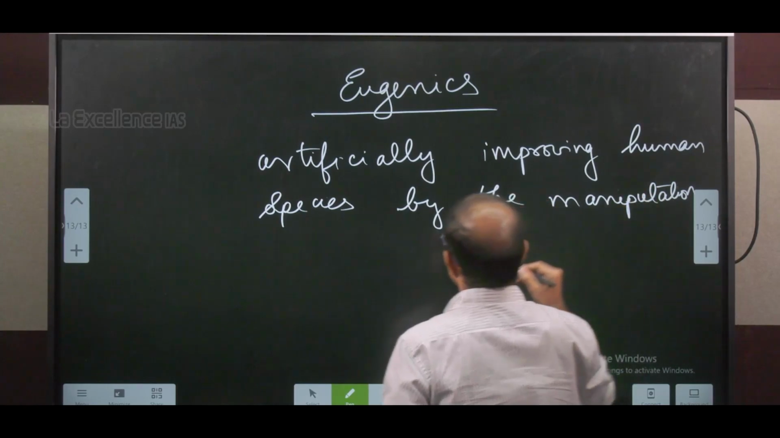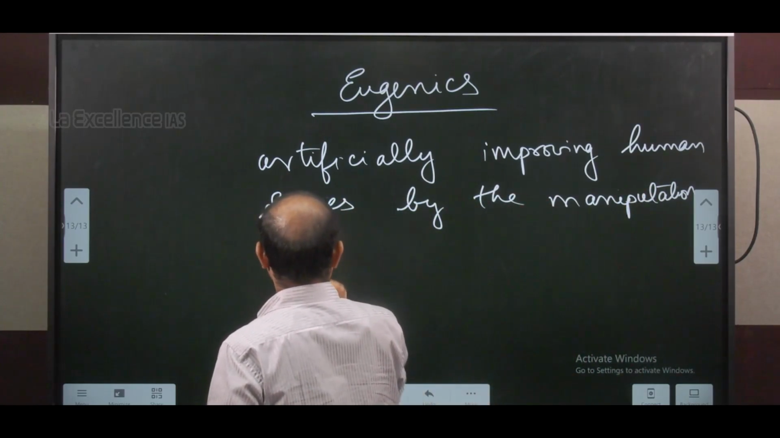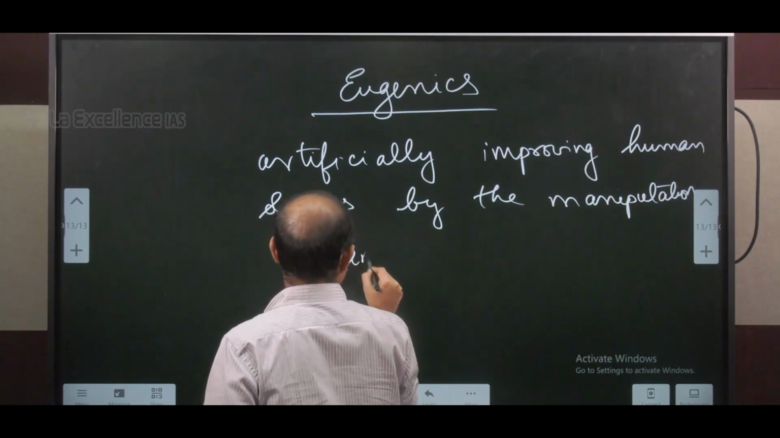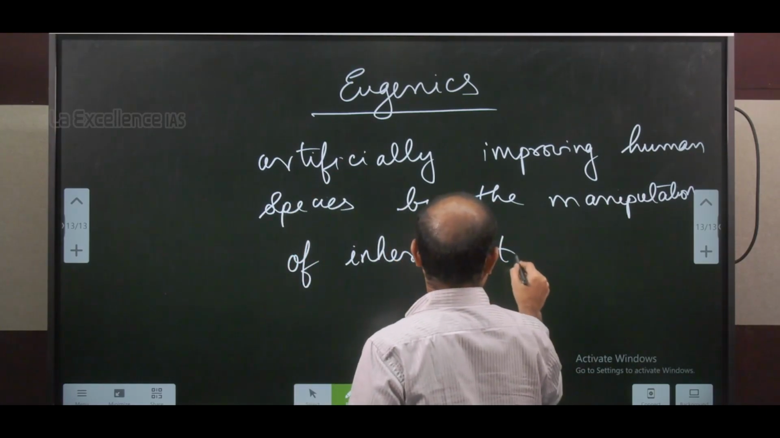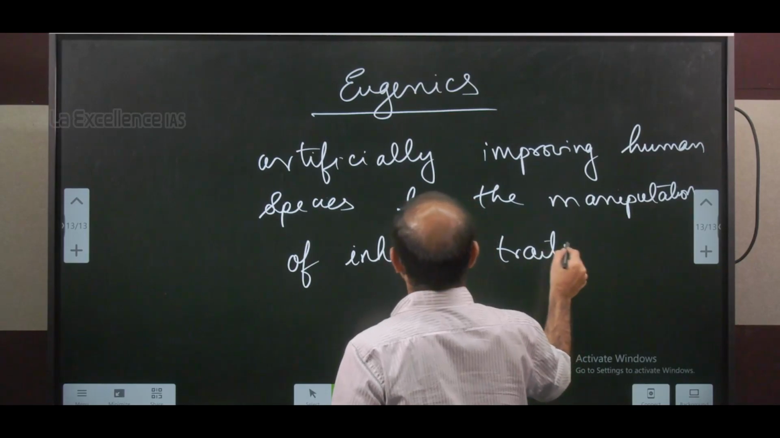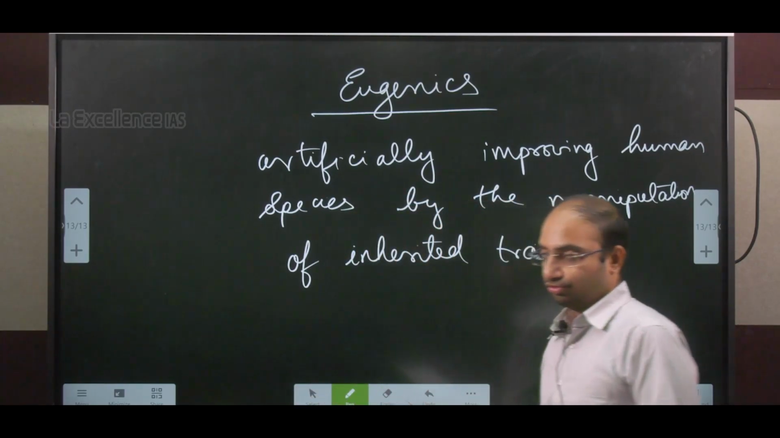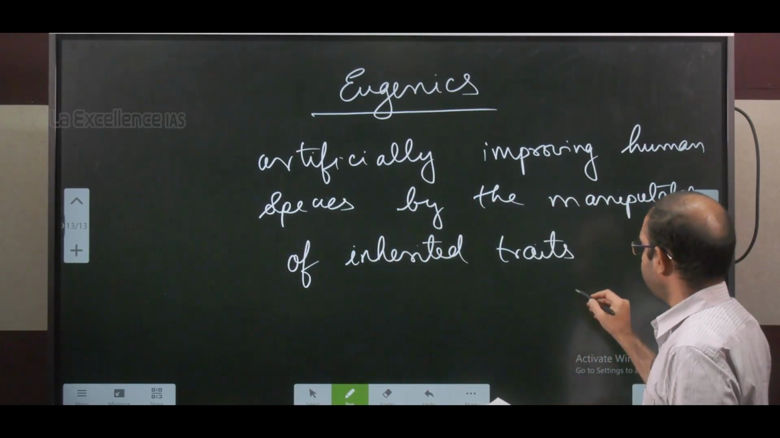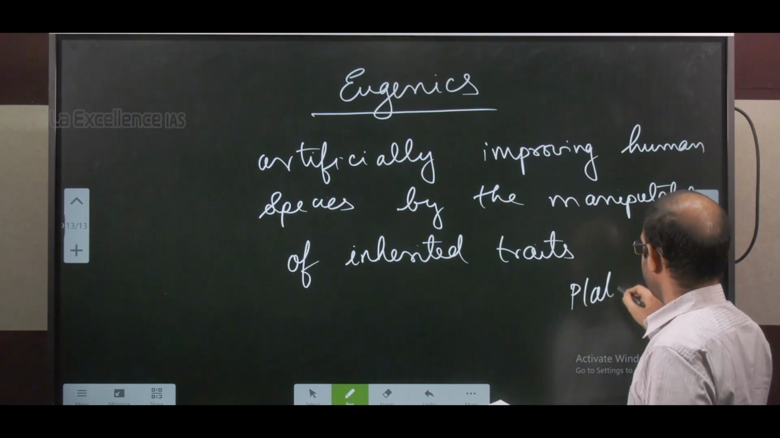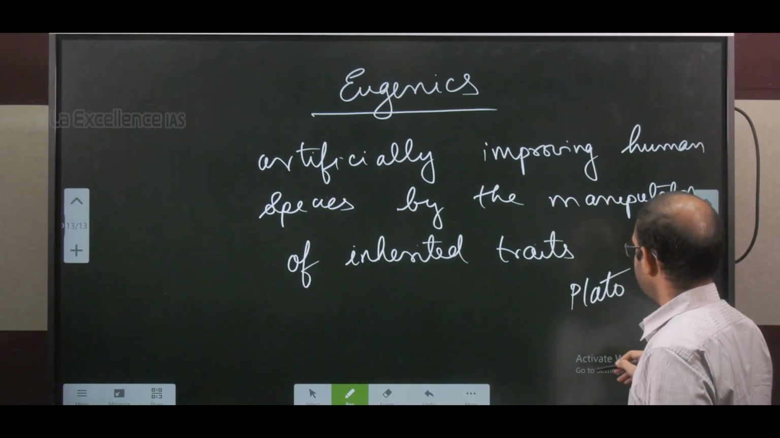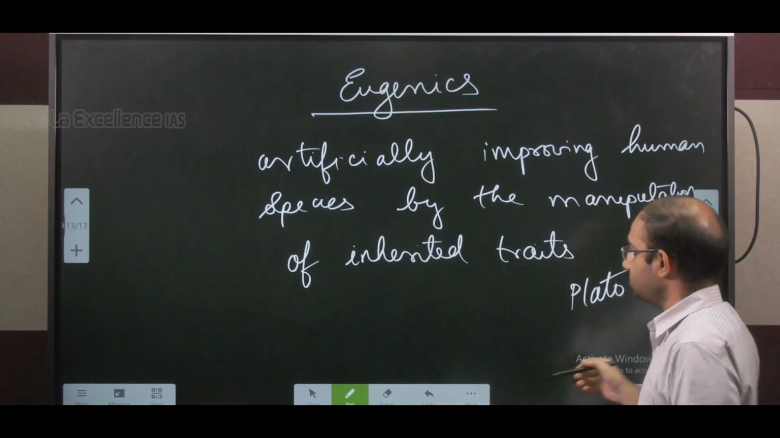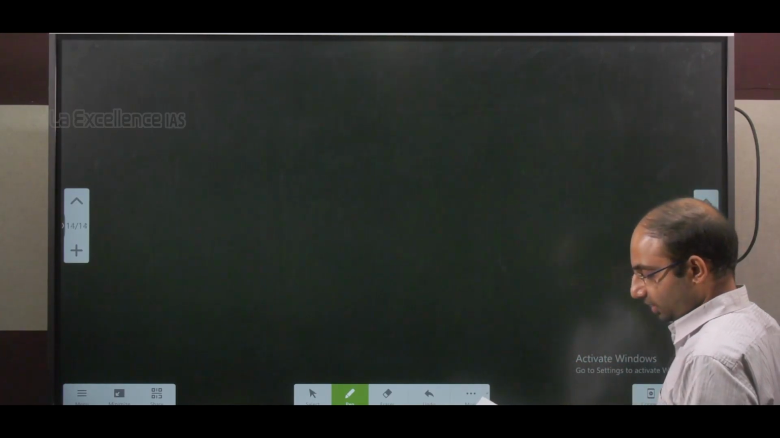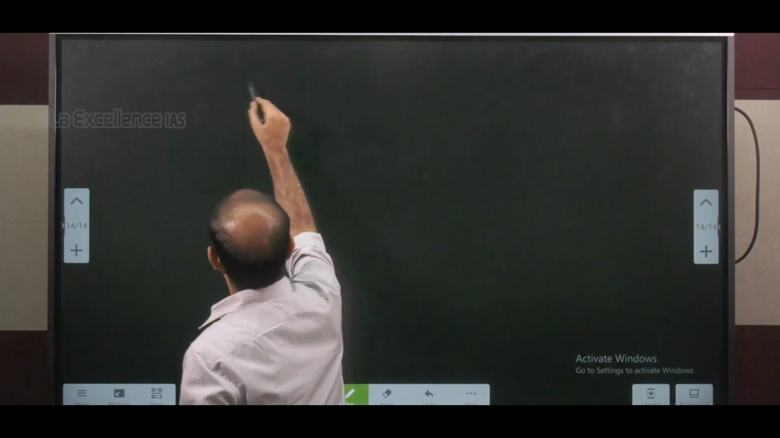Artificially improving the human species by the manipulation of inherited traits. This is what we mean by eugenics. Eugenics can be traced to Plato, and in the name of eugenics, many crimes have been committed against humanity, like by the Nazis in the form of the Holocaust and so on. So first define it.